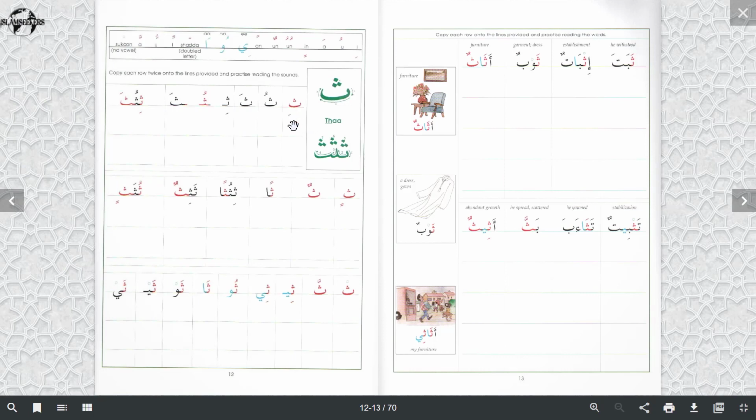Line 1. Thi. Thu. Tha. Line 2. Than. Line 3. Th.